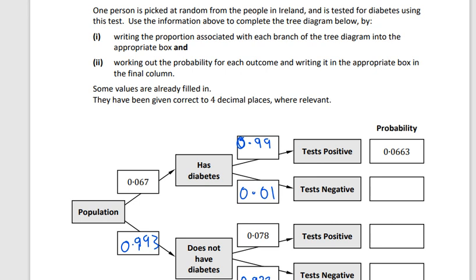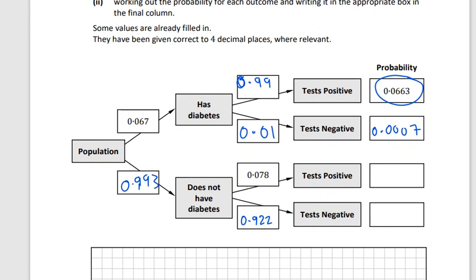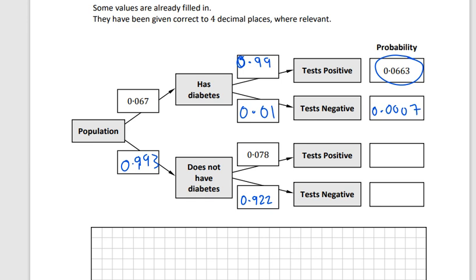And then we're going to multiply, so you're going to do 0.067 multiplied by 0.99, that gives you that there, and then you do 0.067 multiplied by 0.01, and it'll give us 0.0007. And then we multiply the next two, it'll give us 0.0728. And multiply the next two, it'll give us 0.8602.